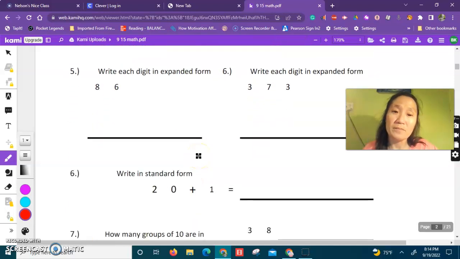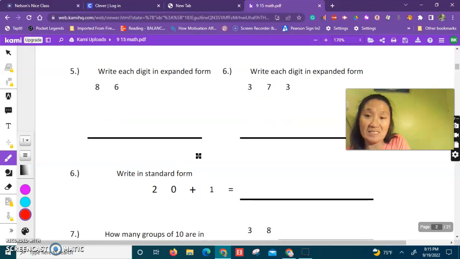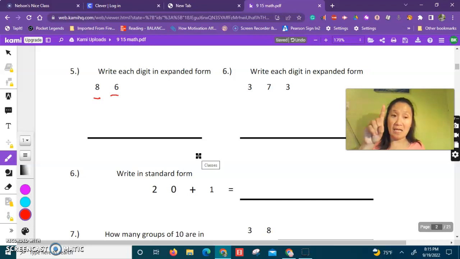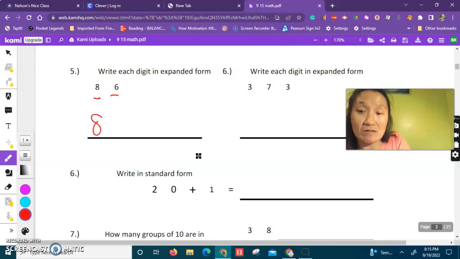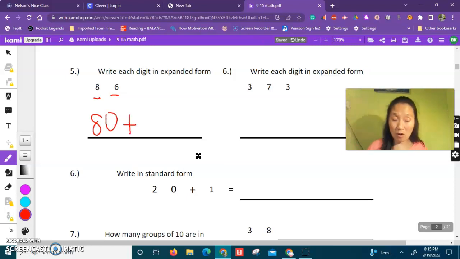Expanded form. Tell me how much each place is worth. We have the 6 and the 8. The 8 is in the tens place, so you have 8 groups of 10. 10, 20, 30, 40, 50, 60, 70, 80. You have 8 groups of 10. So that's worth 80. Plus, you have a 6. 6 ones. 1, 2, 3, 4, 5, 6. And that's only worth 6.